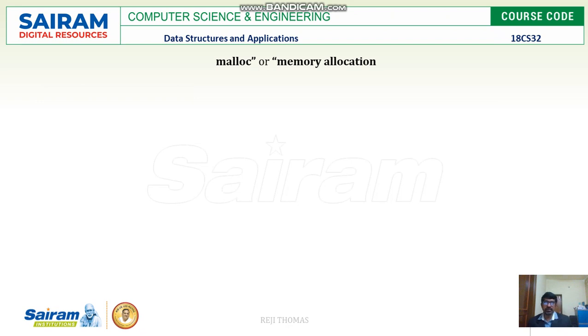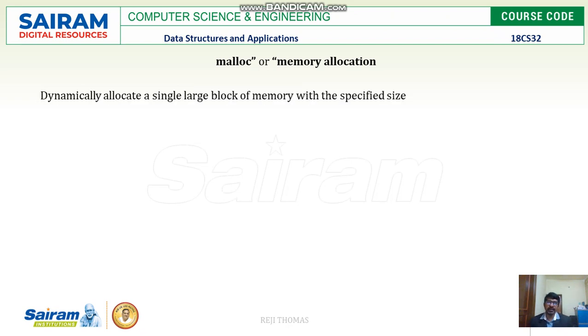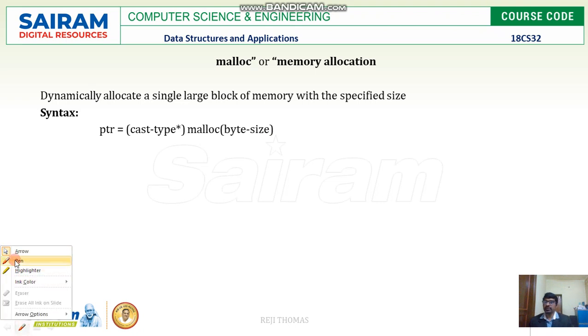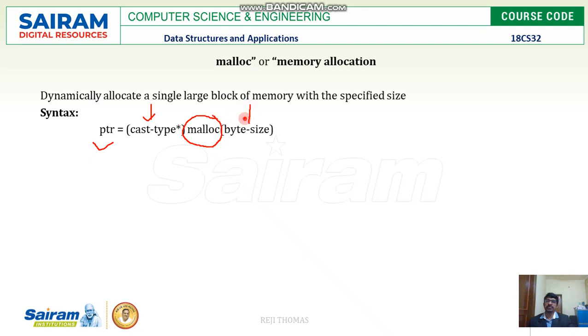So let us start with malloc. What it does is allocate a single large block of memory. This is allocated during the runtime. Let us see the syntax for this. Normally, we take a variable. As you could see, we have taken a variable called ptr. It's a pointer variable. Then you have to cast the type, what type you want to cast it to. Then you have to call the function called malloc, and give the size for that.